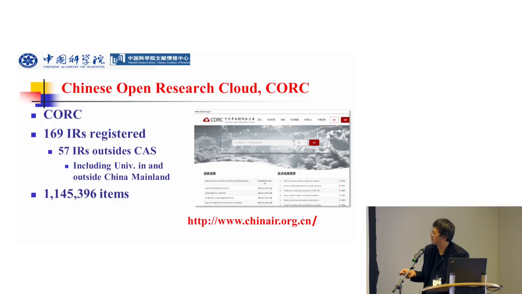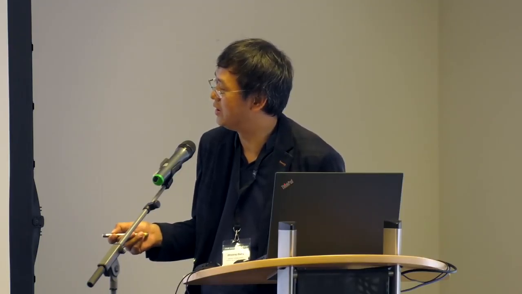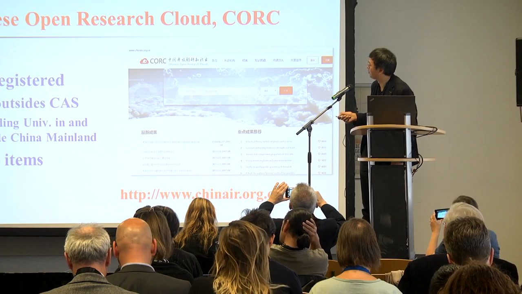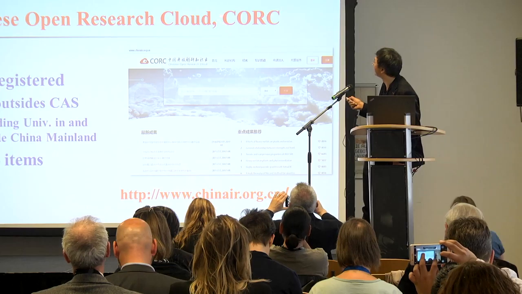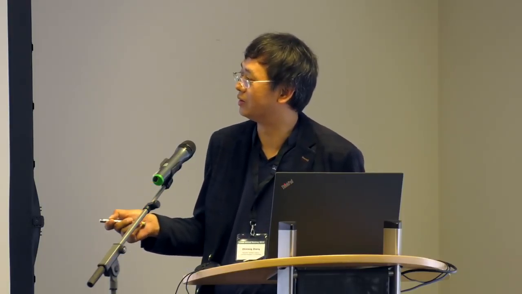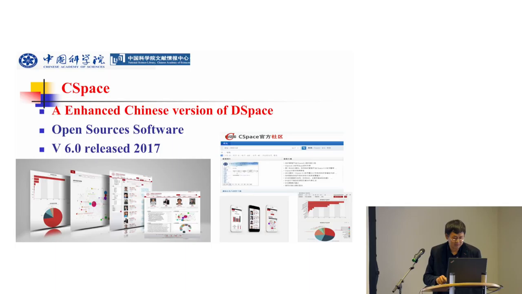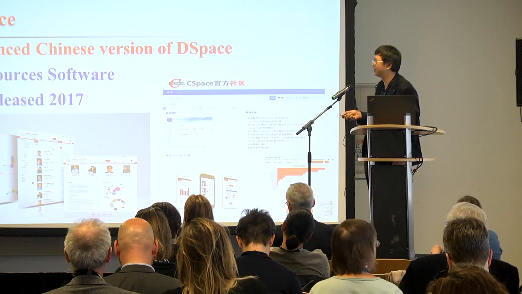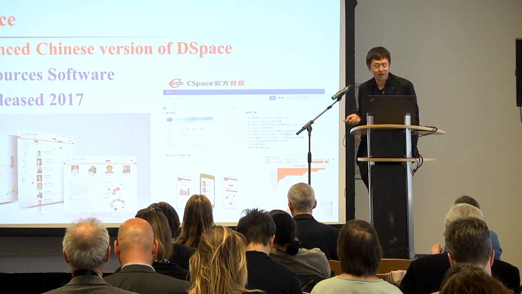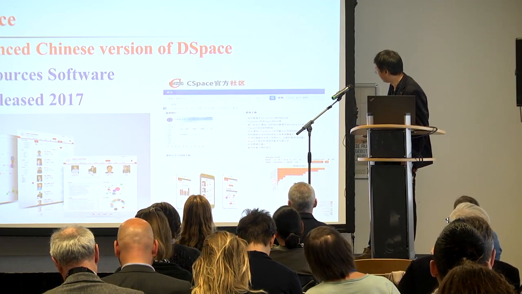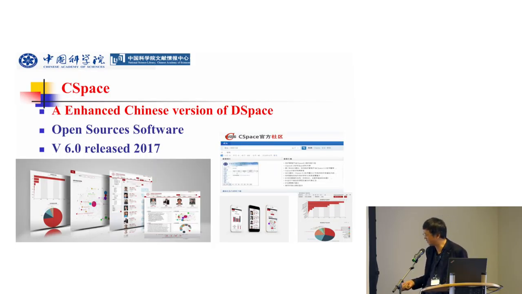Outside the Chinese Academy of Science, we are working with universities in and outside mainland China. We produced the China Open Research Cloud, which has some AI repositories registered, and the records number more than 100. And we produce software. CSpace is an enhanced Chinese version of DSpace, and it's also open source software, where we developed the user interface, and it supports mobile and supports calculation of usage statistics, something like that.